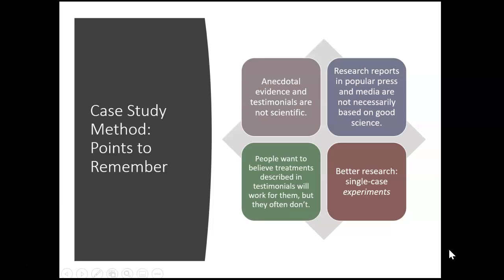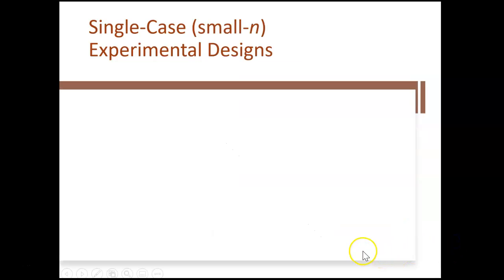A better approach, just in terms of their reliability and your ability to draw some more powerful conclusions, is to do what are called single case experiments. And that's what we'll be turning to next. Single case experimental designs, sometimes they're called small n, meaning a small number of participants, small n experimental designs.